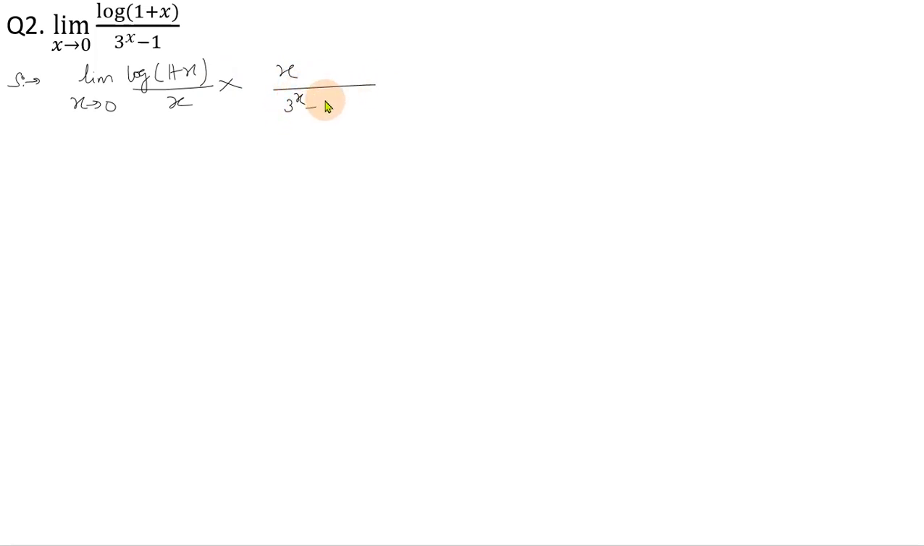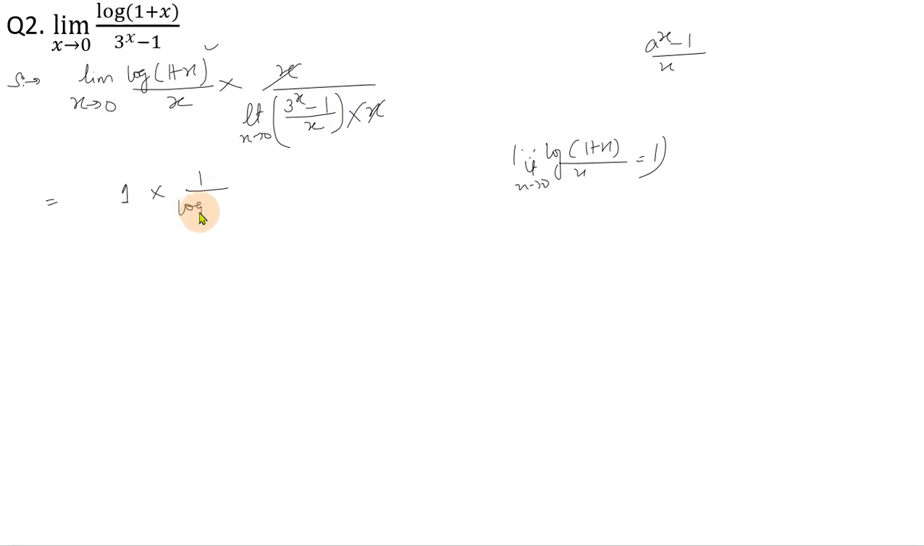And in the denominator here we have 3 power x minus 1, so we can apply the formula a power x minus 1 upon x. In place of a we have 3 here, but again its denominator does not have x, so we again multiply and divide by x. This x goes off with this one. So applying limits as x approaches to 0, the first term reduces to 1. Why? Because log of 1 plus x upon x as limit x approaches to 0 is equal to 1, and the term in the denominator becomes log of 3. So our answer is 1 upon log 3.